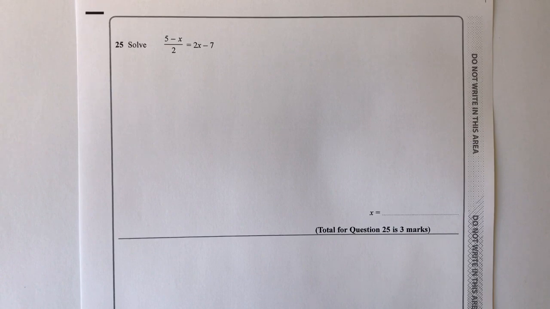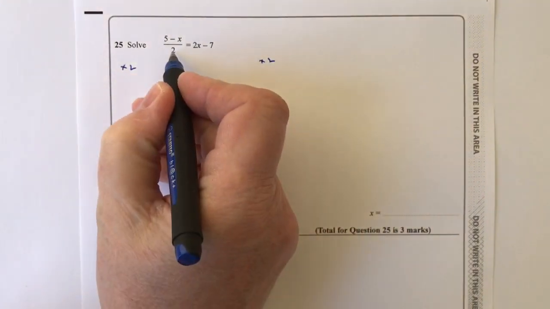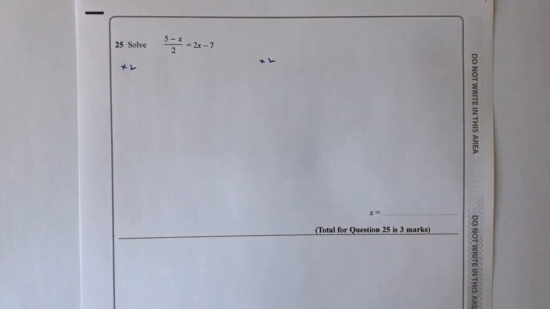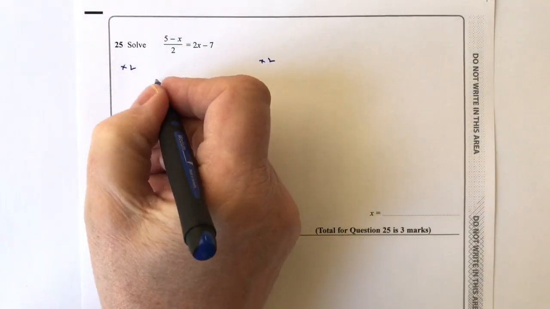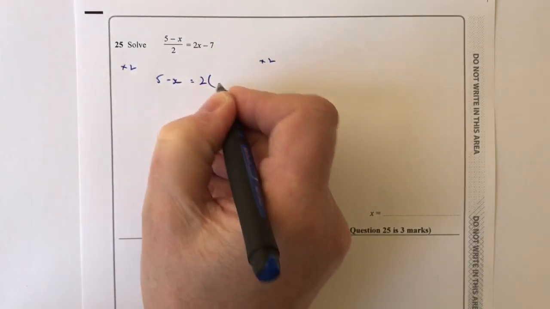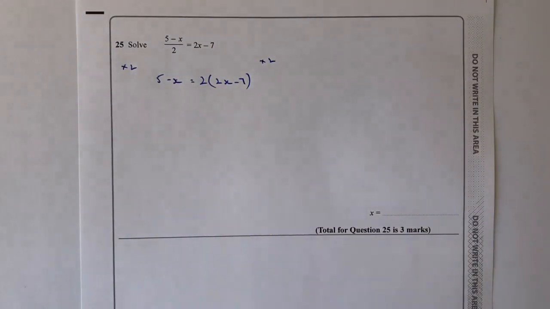So I've got a fraction, and that's equal to 2x minus 5. In order to get rid of that fraction, what I need to do is multiply both sides by 2, because if I multiply this, divide by 2, I just lose it. And it means that on the left hand side I get 5 minus x. On the right hand side I get 2 times 2x minus 7. Hopefully that's clear for you.